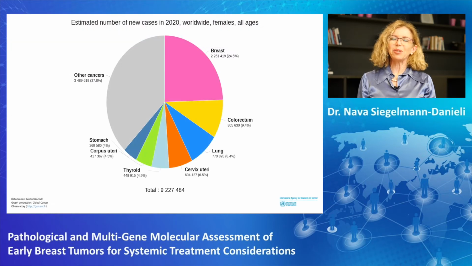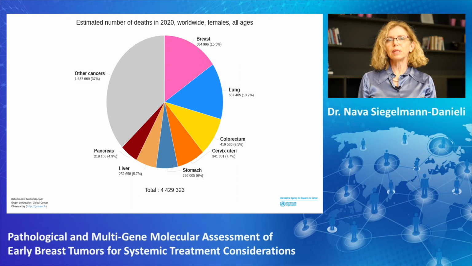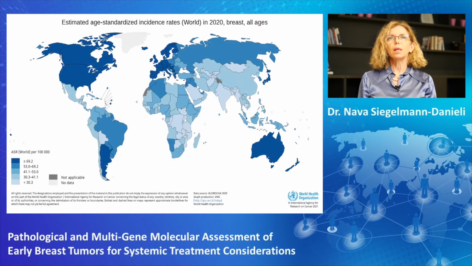So we deal with an enormous load of breast tumors, over 2 million new cases every year, and over 600,000 deaths related to the disease. The majority of new breast cancer patients, especially in Western countries, and it's very common in the US and Europe and Israel as well, are women in their early 60s, so they're postmenopausal.